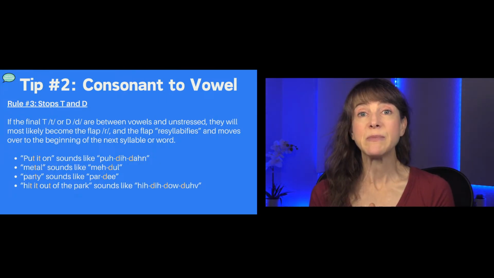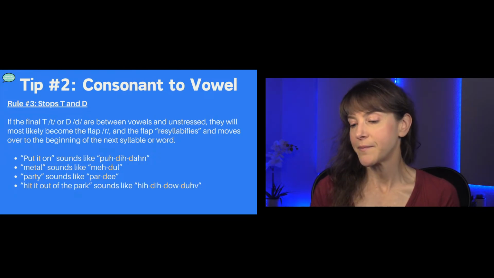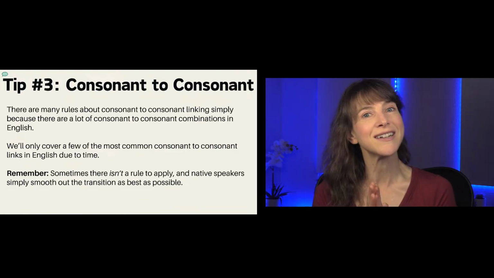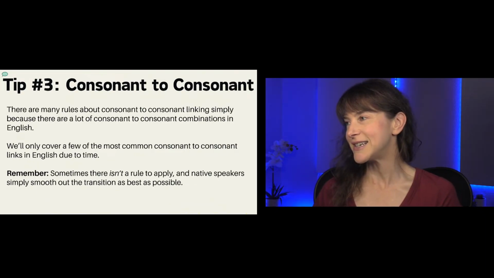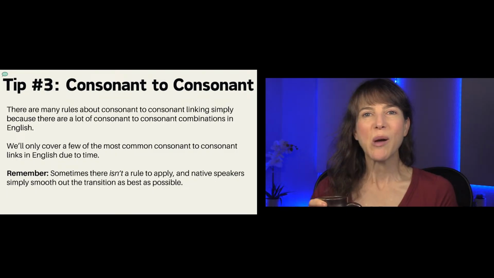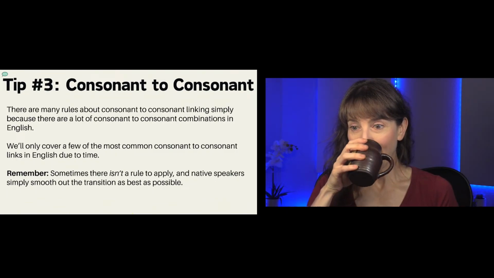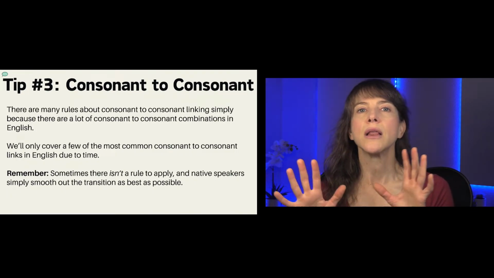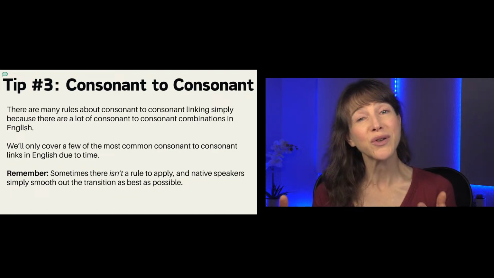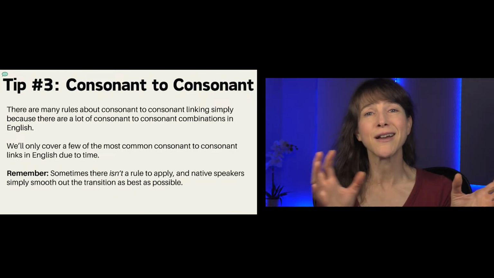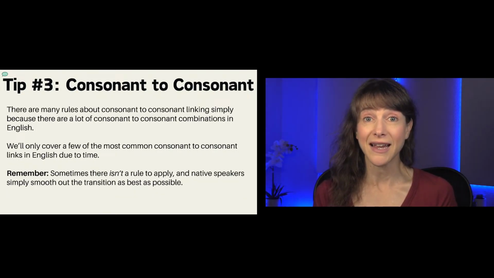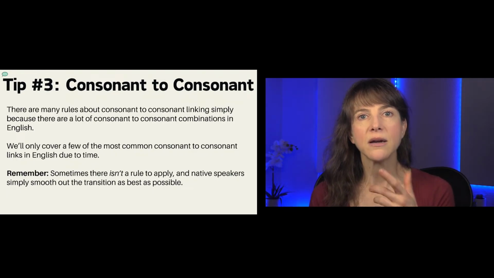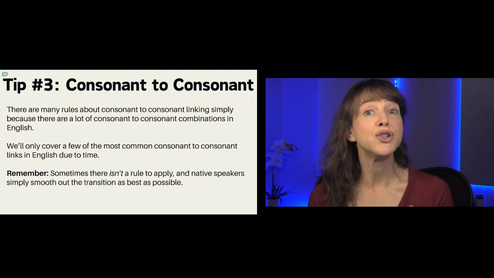Okay, so that is tip number 2, consonant to vowel linking. Let's move on to the third type of linking that we're going to discuss today, consonant to consonant. Now, this is probably the most challenging type, because there are lots of consonants in English, so there are many, many consonant to consonant combinations. There are lots of things that can happen here. We're just going to cover a few of the most common consonant to consonant links in English due to time.